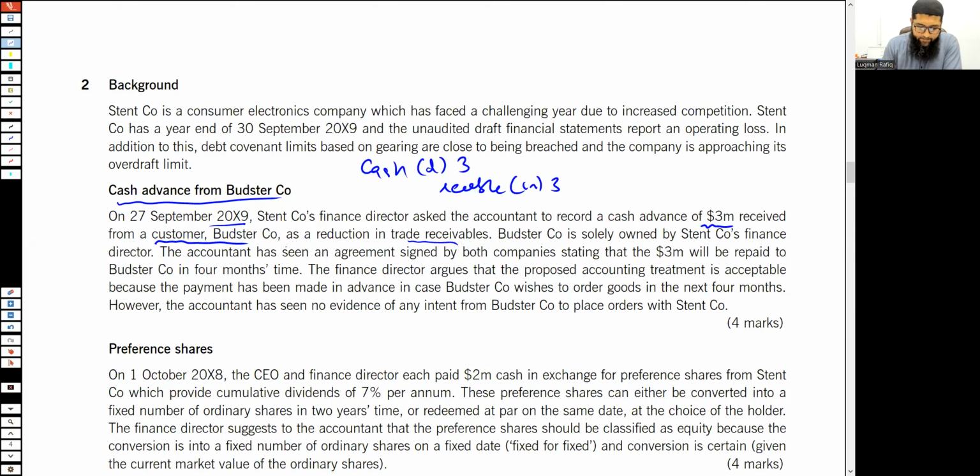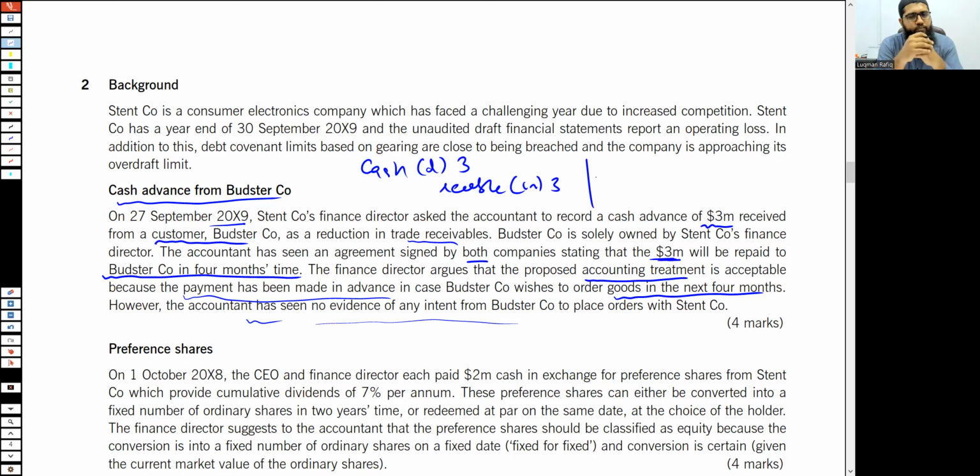Now, the accountant has seen an agreement signed by both companies stating that $3 million will be repaid to Budster Company in 4 months' time. The finance director argues that the proposed accounting treatment is acceptable because payment has been made in advance in case Budster wishes to order goods in the next 4 months. However, the accountant has seen no evidence. Okay, so basically, this is an inappropriate treatment.